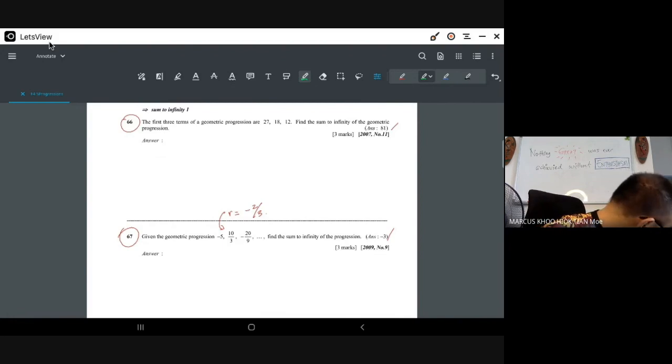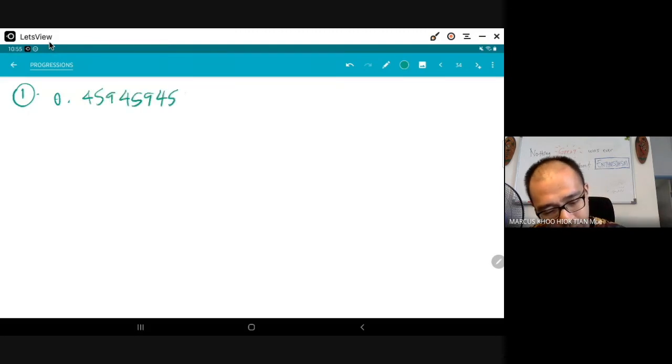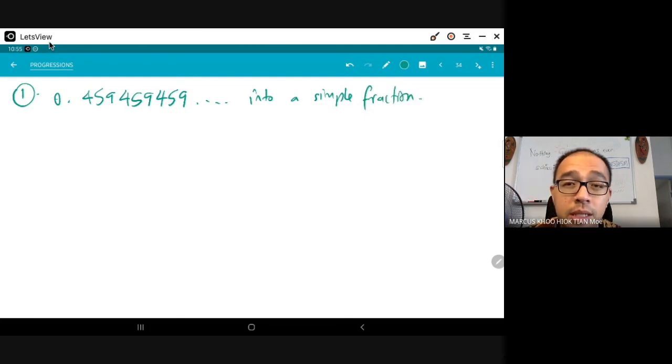So the first one is 0.4594595459, into a simple fraction. But I want to see the working, this is more important. I want to see the working. Don't just write the answer. Show me how you find the A, find the R, and substitute into the sum to infinity formula.